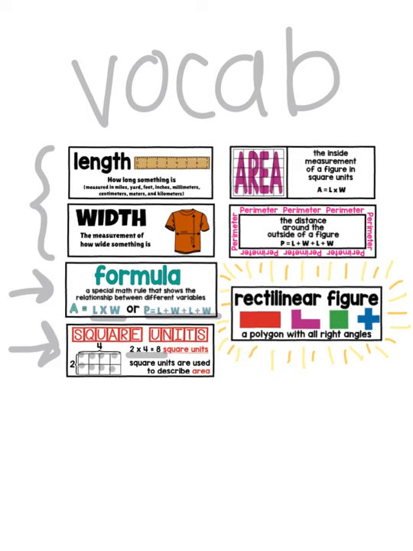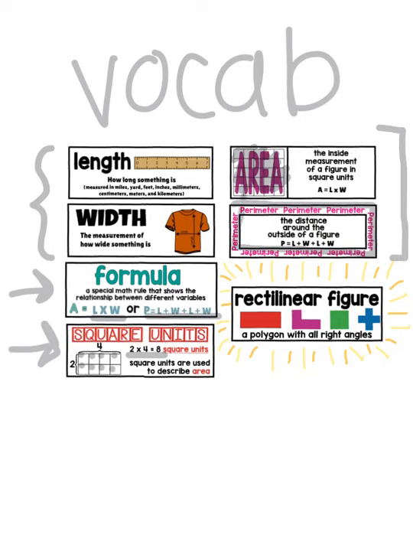Next up, we've got our two big ones here, area and perimeter. So area is going to be the inside measurement of a figure in square units. So when we're looking at area, we're looking at the inside. Then when we're looking at perimeter, perimeter is going to be the distance around the outside of a figure. So perimeter is going all the way around our shape.